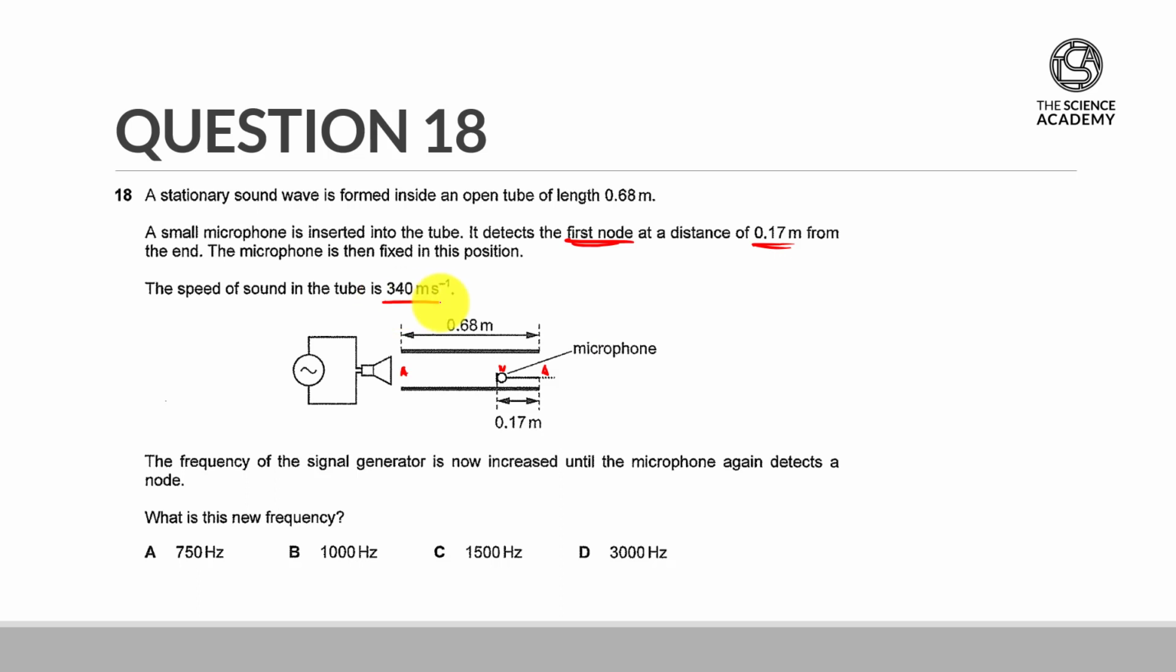The microphone is then fixed in this position. The question tells us that the speed of sound is 340 meters per second, and that the frequency of the signal generator is now increased until the microphone detects a node once more. So basically we achieve resonance again, and we are asked what this new frequency is.